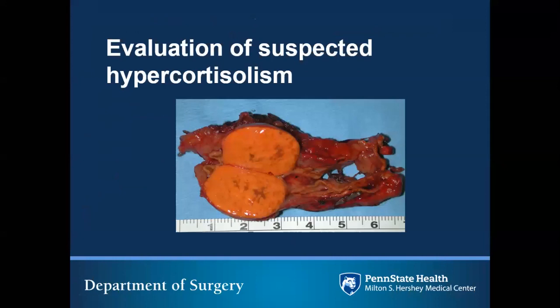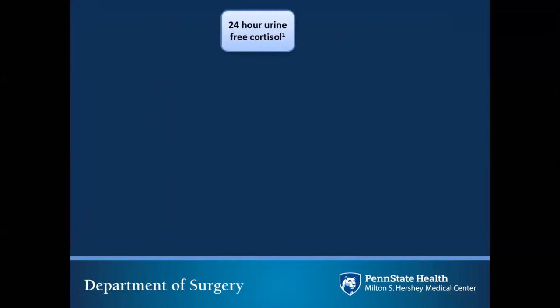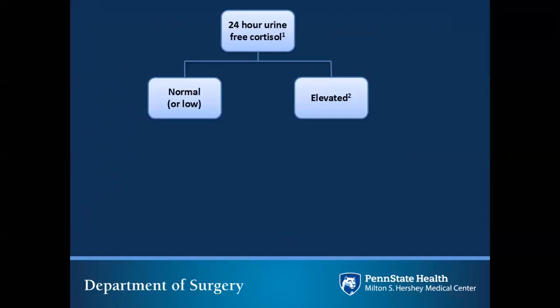One of the more confusing evaluations is for hypercortisolism. So how do you evaluate hypercortisolism? So you have a patient that you are suspicious of hypercortisolism, or you have a patient who has an adrenal incidentaloma and you want to evaluate hypercortisolism. The easiest way to start is to measure a 24-hour urine-free cortisol. With that, you will say this person has elevated cortisol or not.